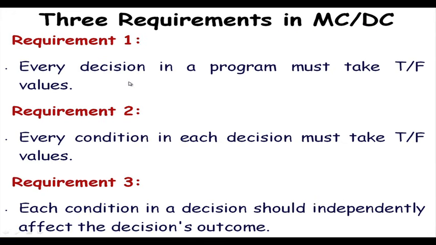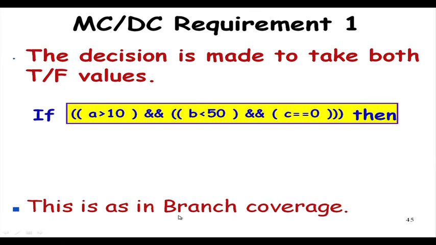So, there are 3 requirements here. As I was saying, the first thing is that the decision in the program must take true and false value. So, the compound condition must take true and false value. Every atomic condition in the decision must take true and false value, and when an atomic condition takes true and false value, the other atomic conditions' truth values should be held constant, and as this atomic condition takes true and false value, the decision outcome also toggles between true and false. So, as we look at examples, it should become clear.